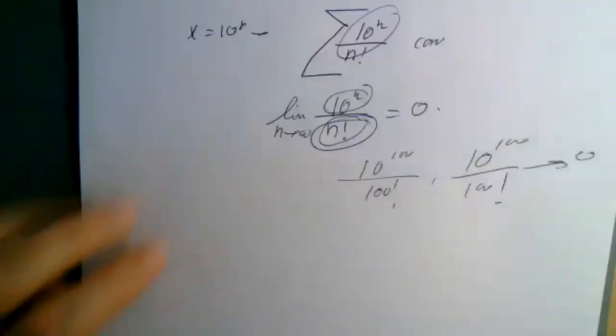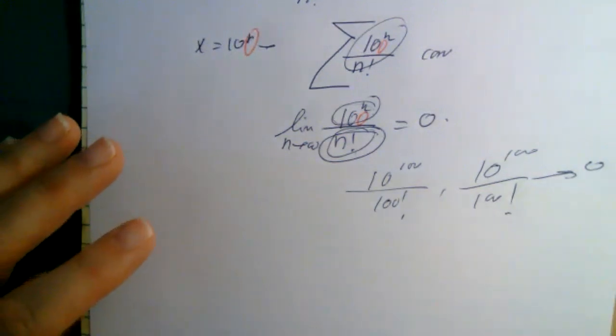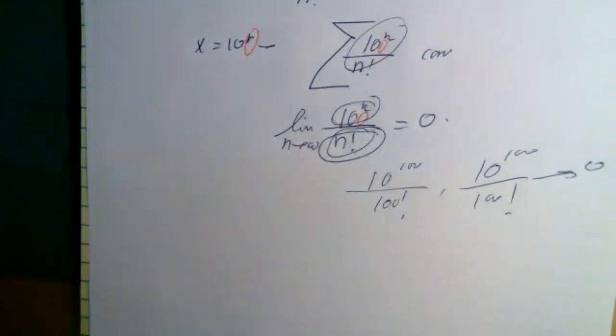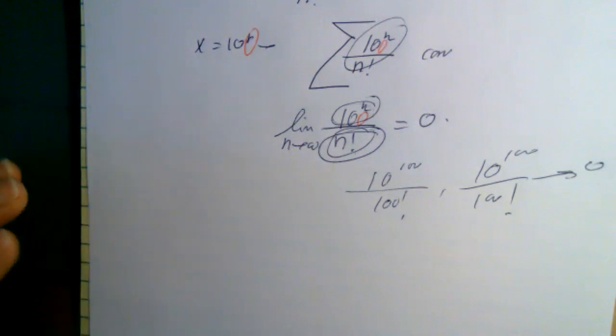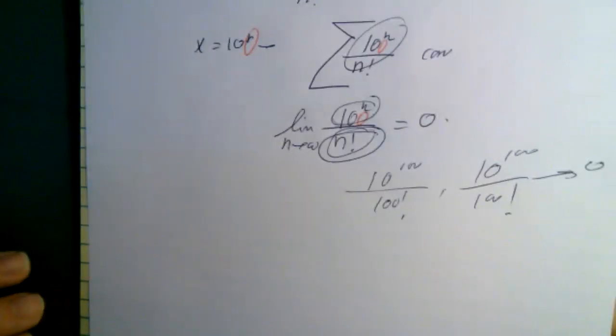And even if I put 100 here, so if I added a 0 here, it doesn't matter. Those will still go to 0. So n factorial goes to infinity faster than any other basically function, exponent, power, everything. Right.